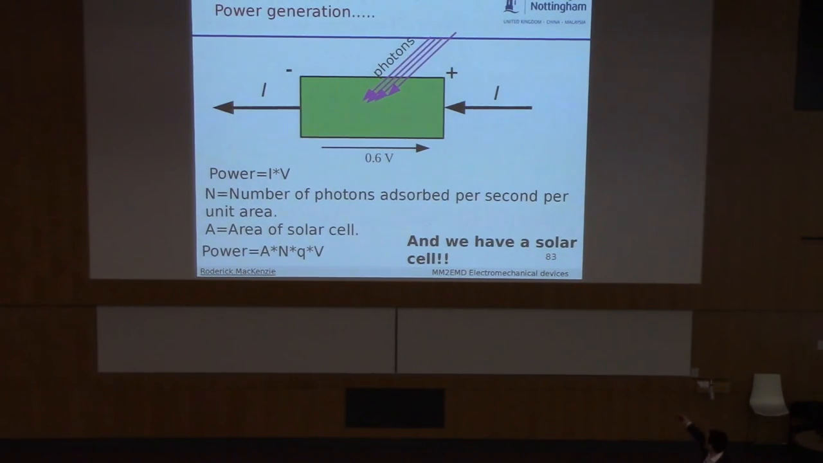N is the number of photons absorbed per second, and A is the area of the solar cell. So power equals the area of the solar cell, so how big it is, times the number of photons per second hitting it, times the charge on an electron, times the voltage. And we basically have a solar cell that generates power. That's it. We've learned not only about diodes, we've learned about solar cells too. And it really doesn't get more complicated than that.